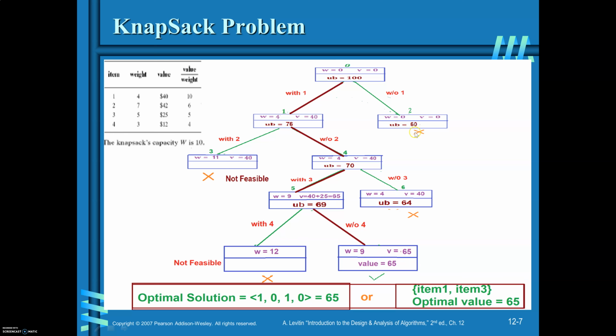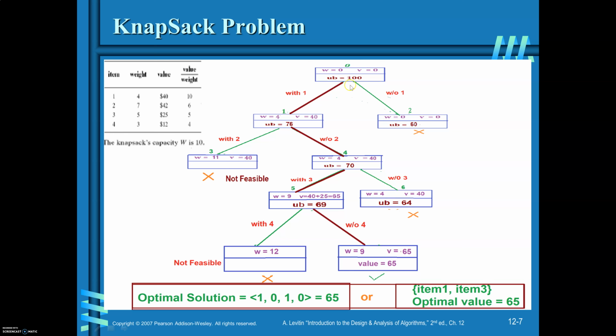So if there are 4 items to be considered, then you will have 4 levels in the state space tree. If there are 10 items to be considered, then 10 levels, excluding the root initial level. That is, I'm calling this the 0th level. So if there are 10 items to be considered into the sack, then 10 levels will be there in the state space tree. So with that, what you can conclude is the optimal solution is when you consider item 1 and item 3 into the sack, the optimal value will be 65.